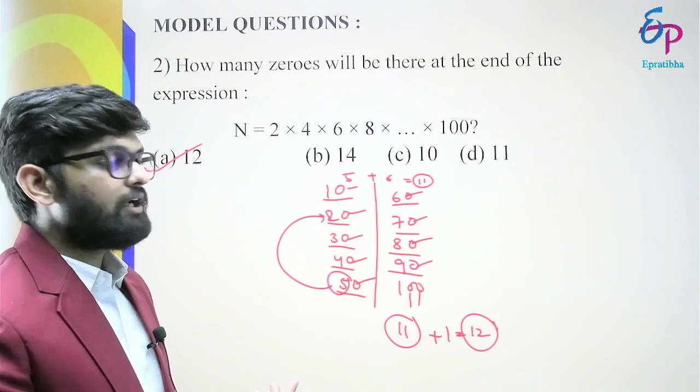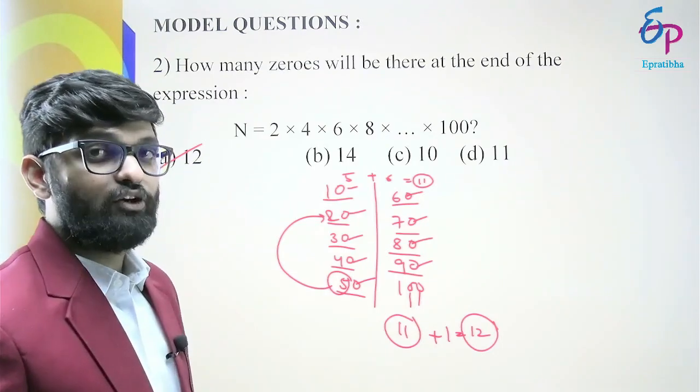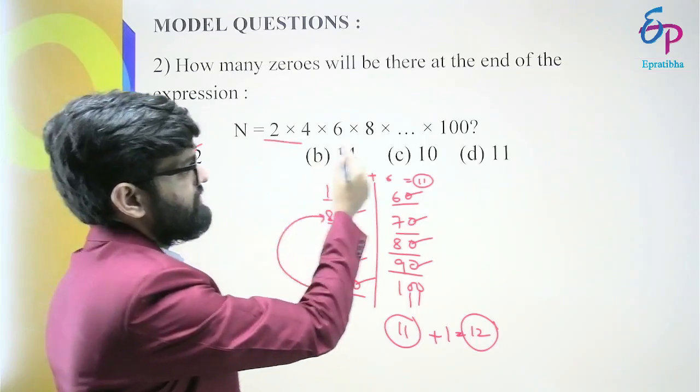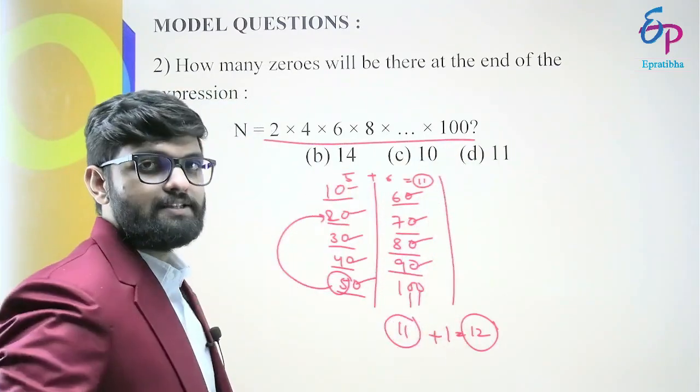Now we have learnt one topic called the number of trailing zeros. Using that shortcut formula also you will get the answer. But this is a simple question. You can calculate directly as well.